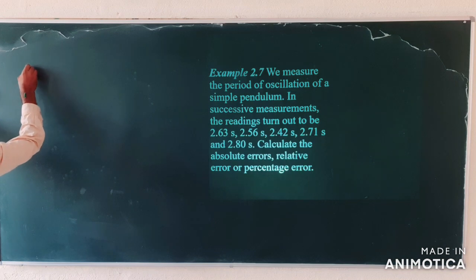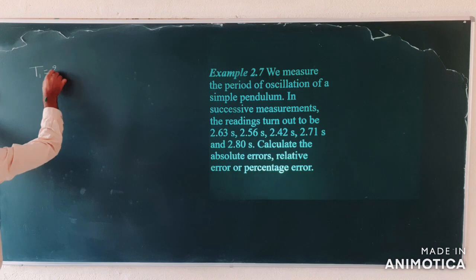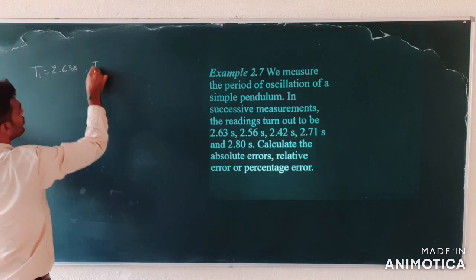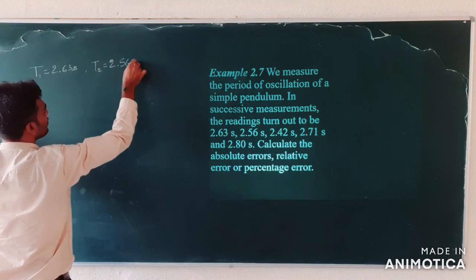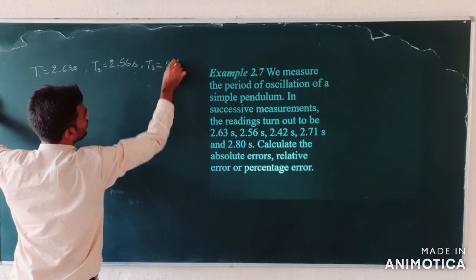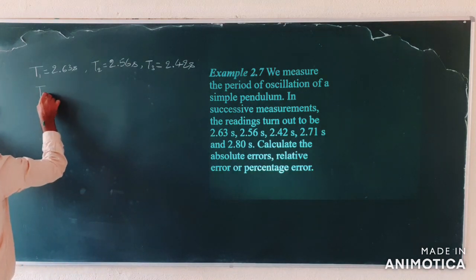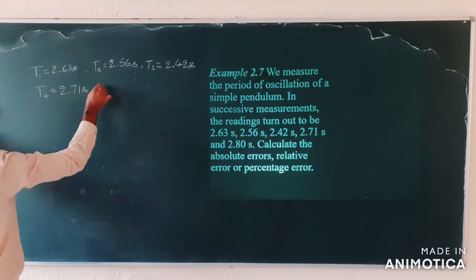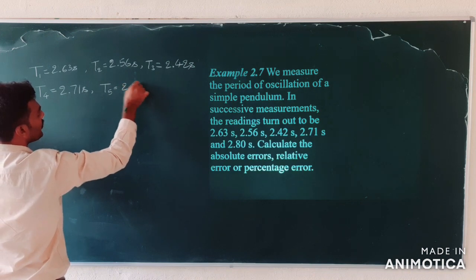So let me take the values as T1 is equal to 2.63 second, T2 is equal to 2.56 second, T3 is equal to 2.42 second, T4 is equal to 2.71 second, T5 is equal to 2.80 second.